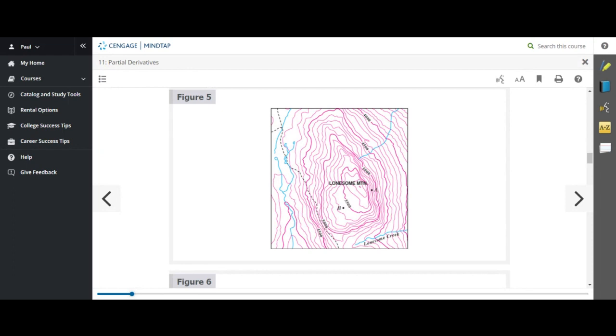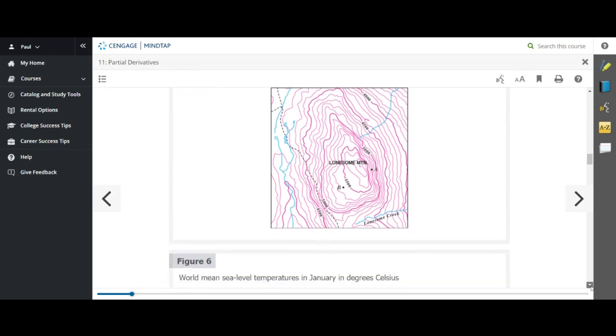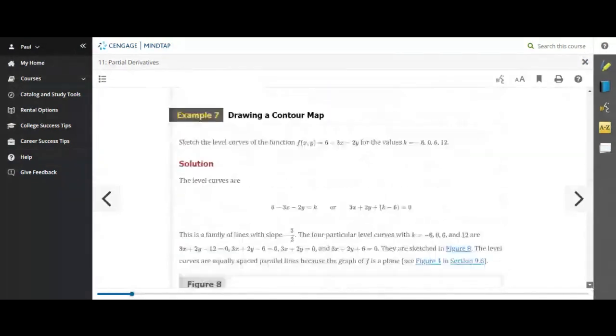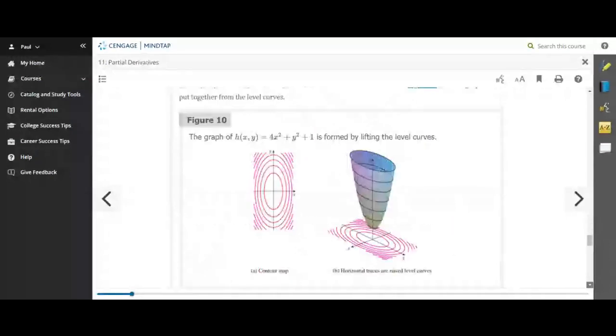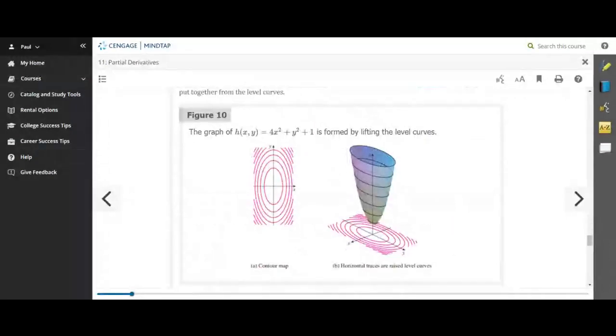Okay, well, let's move on here. So in the book, they have nice examples, but I want to go to figure 10 here. Okay, so here they're using level curves. They have h of x y equals 4x squared plus y squared plus 1. Okay, so let me ask you this.